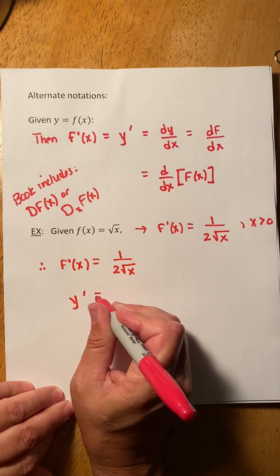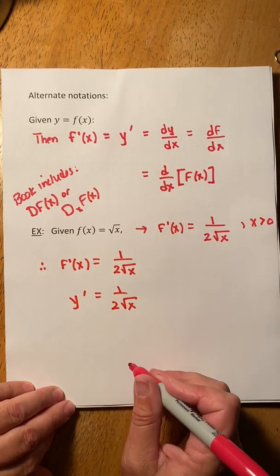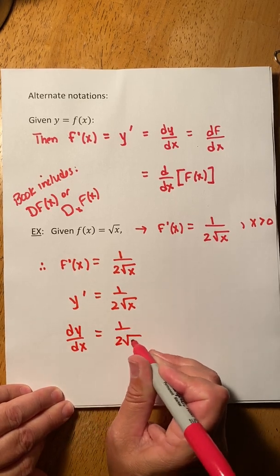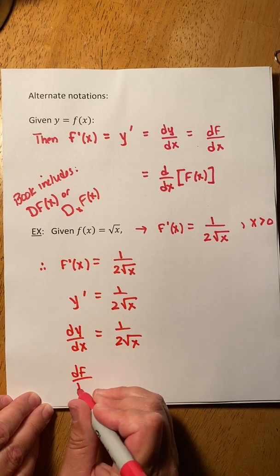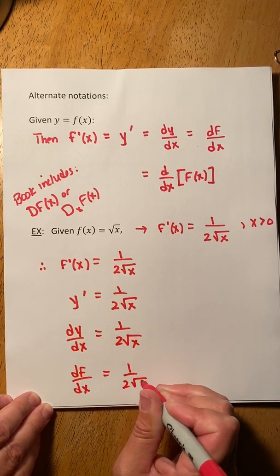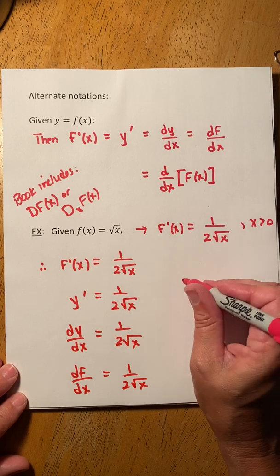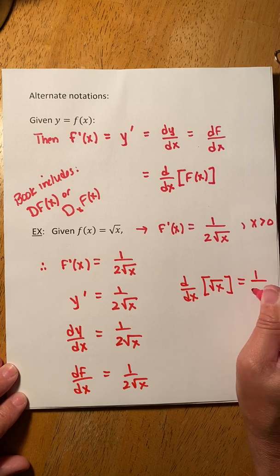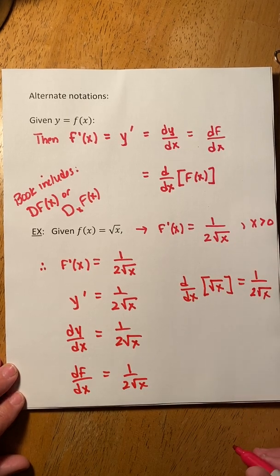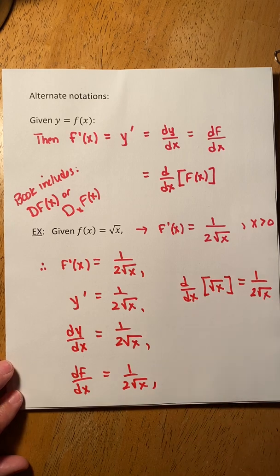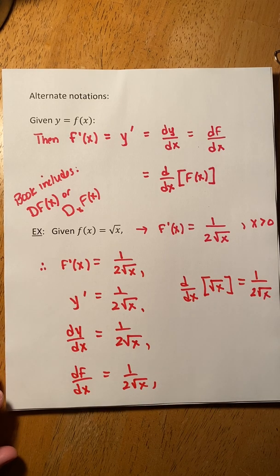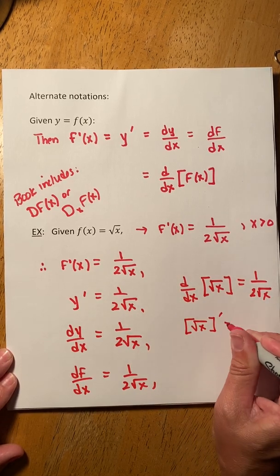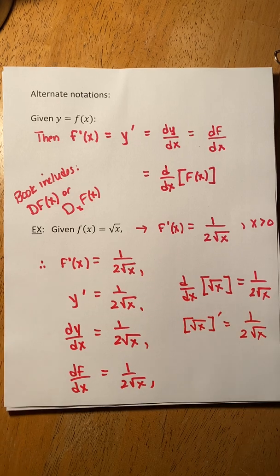We could say y prime is 1 over 2 square root of x. We could say dy dx is 1 over 2 square root of x. We could say df dx is 1 over 2 square root of x, right? We could also say the derivative with respect to x of the square root of x is 1 over 2 square root of x. So these are all just different ways to say the same thing. We can even actually do this: the square root of x, prime, is 1 over 2 square root of x.